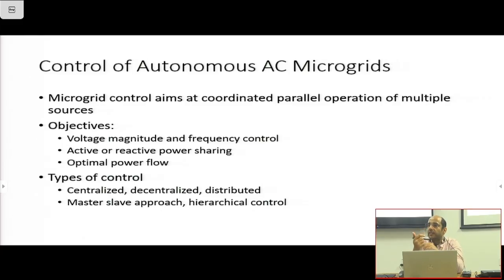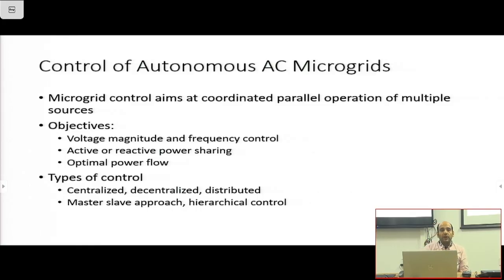To achieve that, we have different types of controllers. These are called centralized, decentralized, distributed, master-slave approach, and hierarchical approach. I'll discuss these one by one. Centralized, decentralized, distributed, keep these on hold for some time. Let's talk about the master-slave approach and hierarchical control.